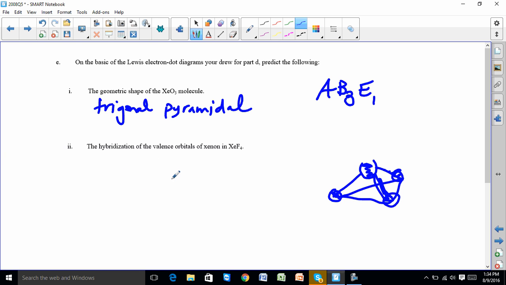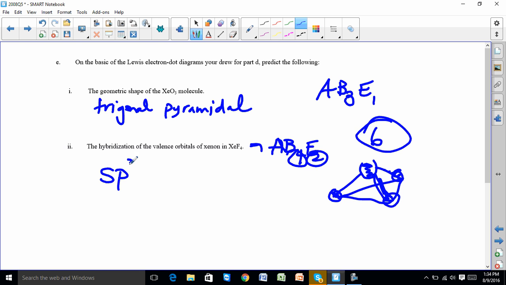What is the hybridization of the valence electron? So here's the deal. XeF4, you can see from the picture, is AB4E2. 4 plus 2 is 6. So you have to have a hybridization that involves 6 orbitals. So it's sp3d2, because 1 plus 3 plus 2 is 6.